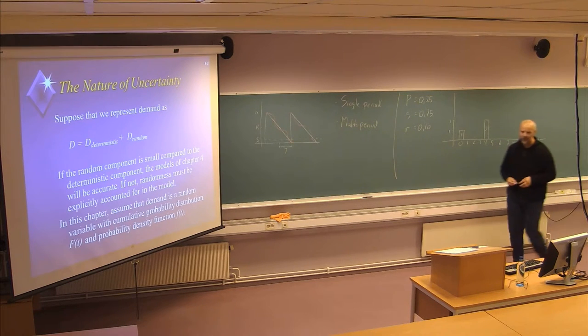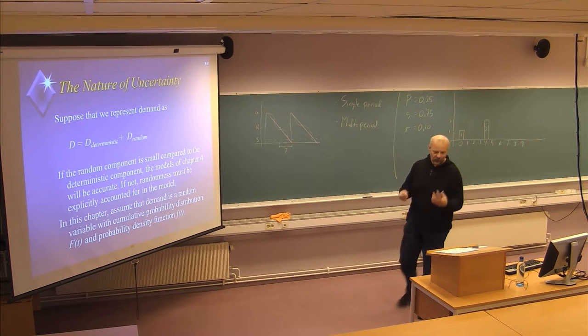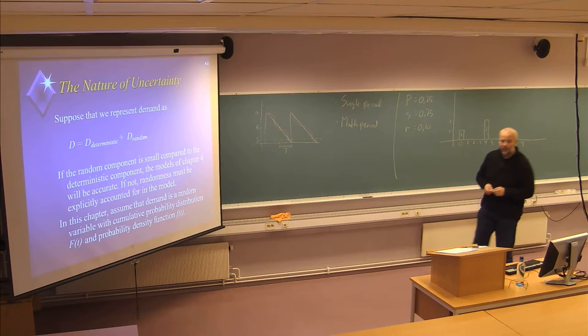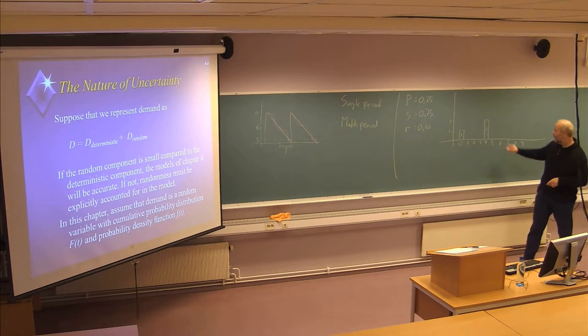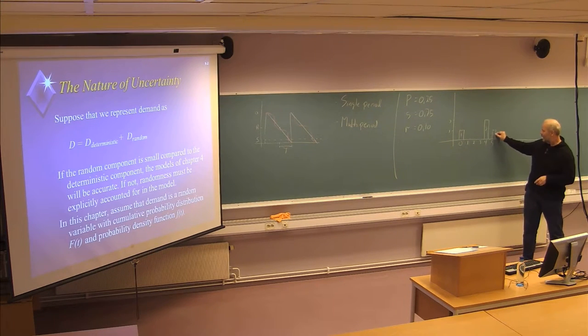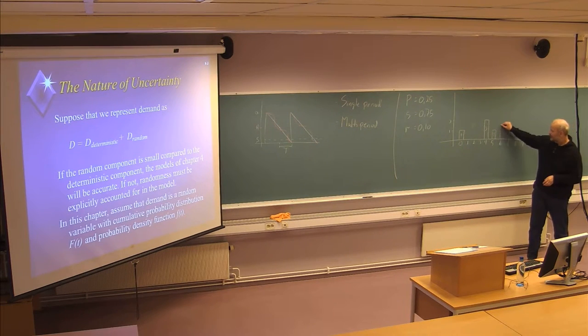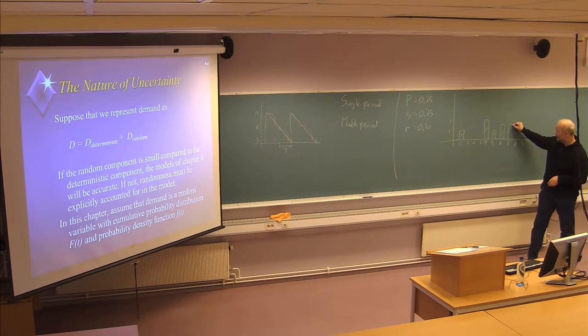5, 6, 7, 8, 9. I think we stop there. You don't have to draw everything, but the book has the histogram for all possible outcomes. In 1 week, you sold 5 items. So then you will have one here. In 2 weeks, you sold 6. Two. And also 2 weeks, you sold 7.